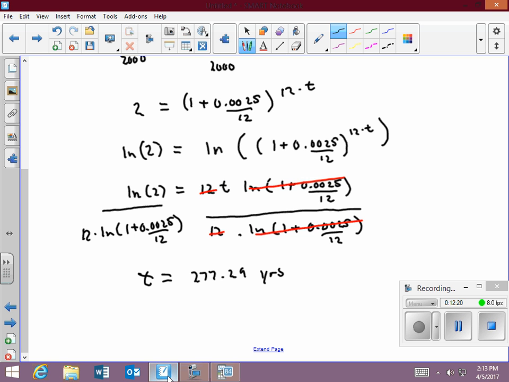And then the C part says, what principal should be invested so that the account balance is 2,000 in 3 years? So now the principal is not 2,000. They're saying what principal would give you 2,000.